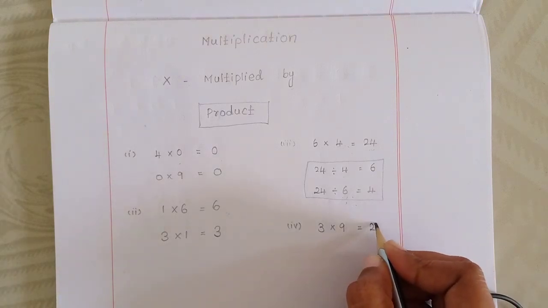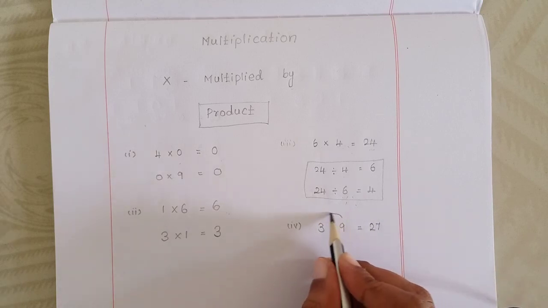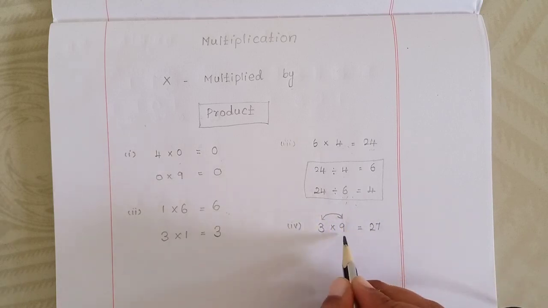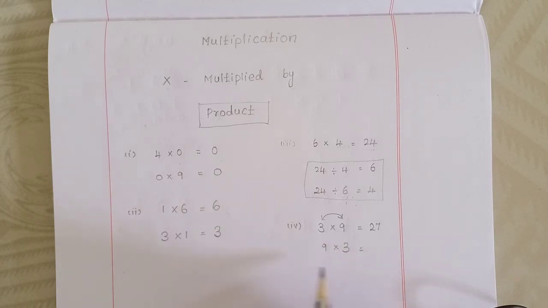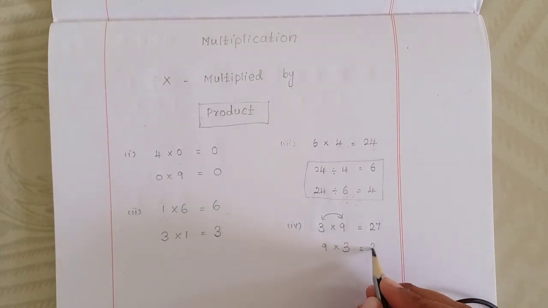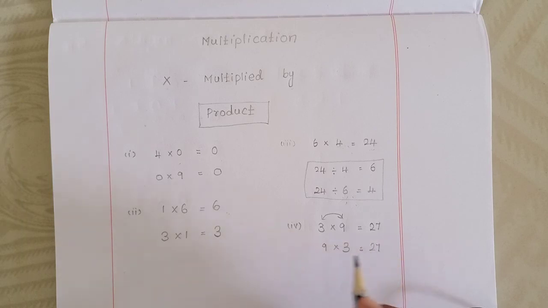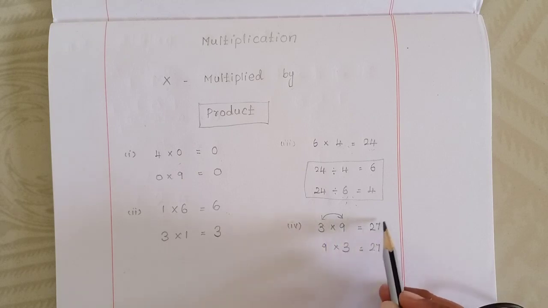27. Now we have to change these two numbers. 9, you take and write it first, then 3, you write next. 9 3s are 27. In multiplication, the change in the order of the numbers being multiplied does not change the product.